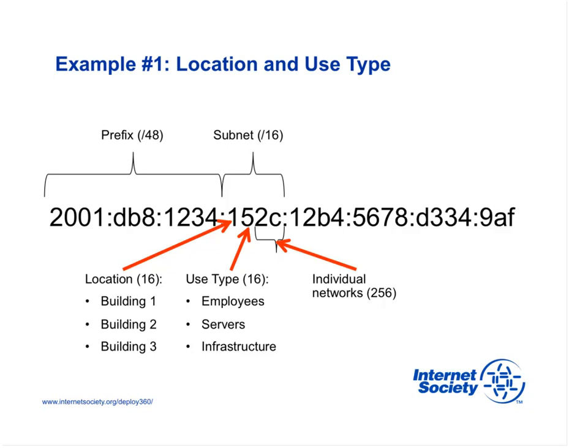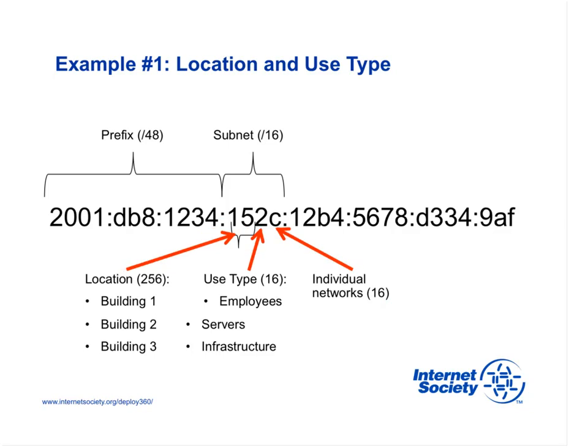Another example of this might be that we decide that we have a lot of locations, and so we give the first 2 nibbles to locations, and maybe we have 100 different offices. And so we use that to identify the location. Then we have a use type, and then we have individual networks. Now we've segmented this down, but again, this is that decision we're making about what we want to prioritize. And in this case, we're going to prioritize the number of locations that are there.